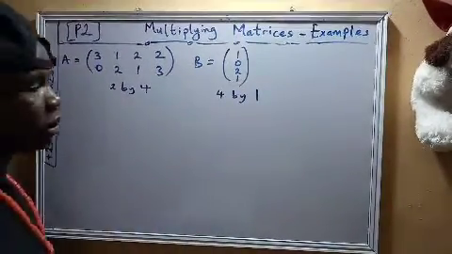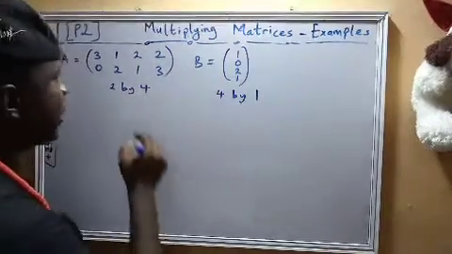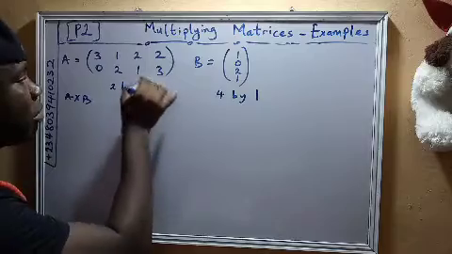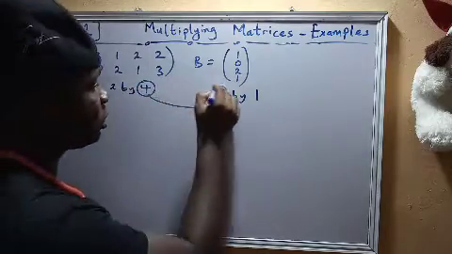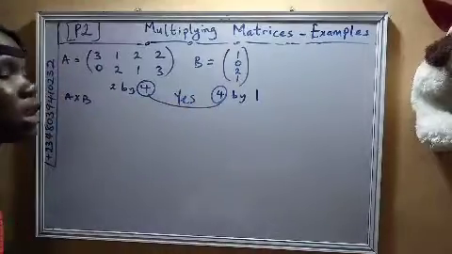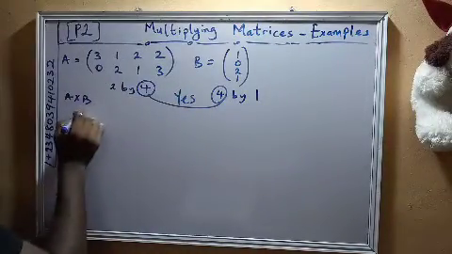So let's see if it's possible to multiply A times B. The number of columns of the first must be the same as the number of rows of the second. So yes, it is possible. So since it is possible, let's go and do it.